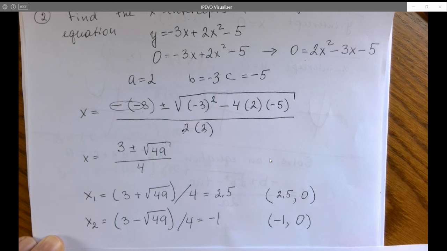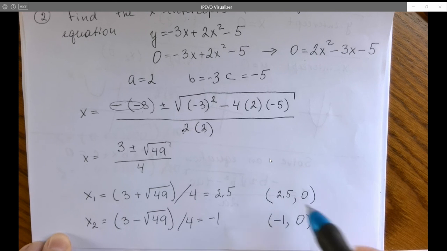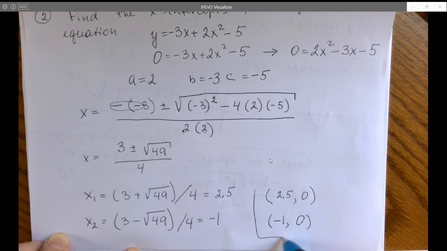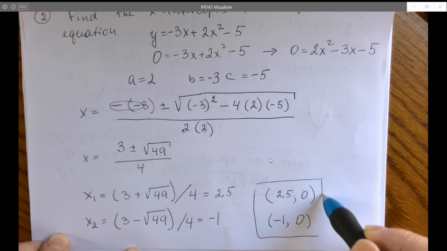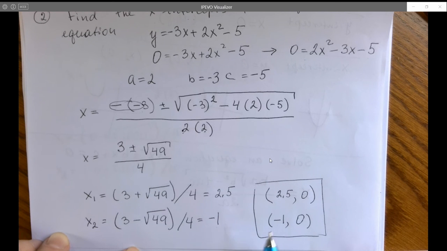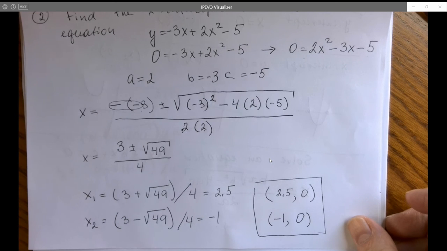And again, because we're talking about x-intercepts, it means we are talking about ordered pairs. So your final answer should be written as ordered pairs, (2.5, 0) and (-1, 0). These are our x-intercepts.